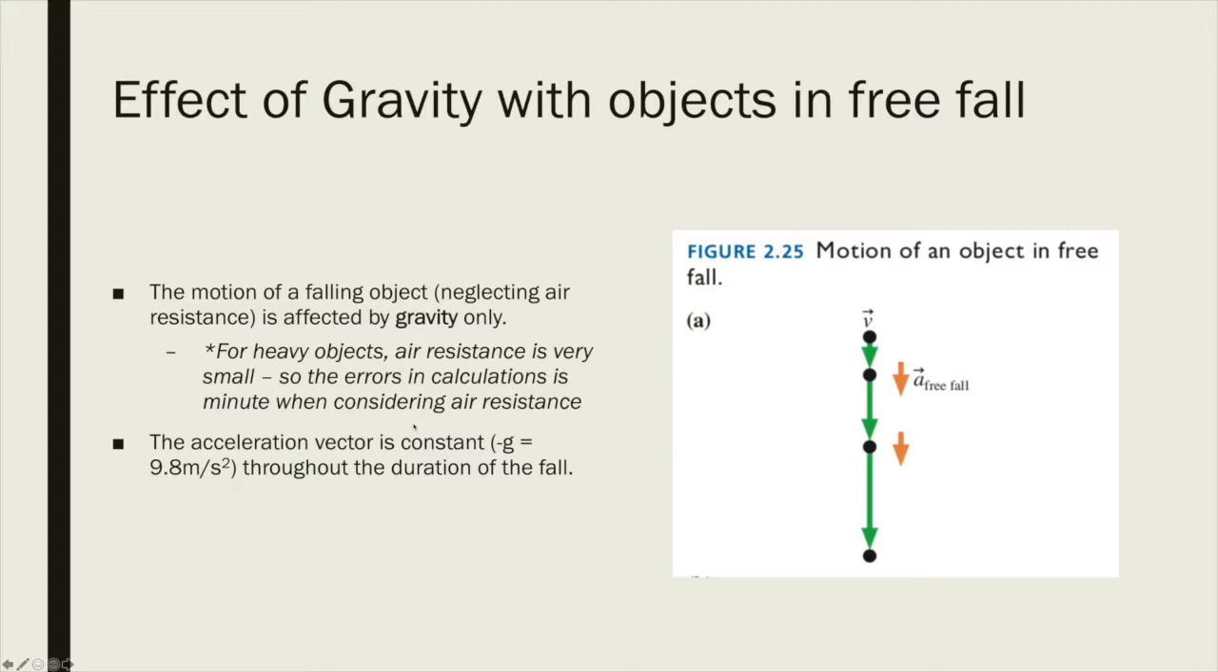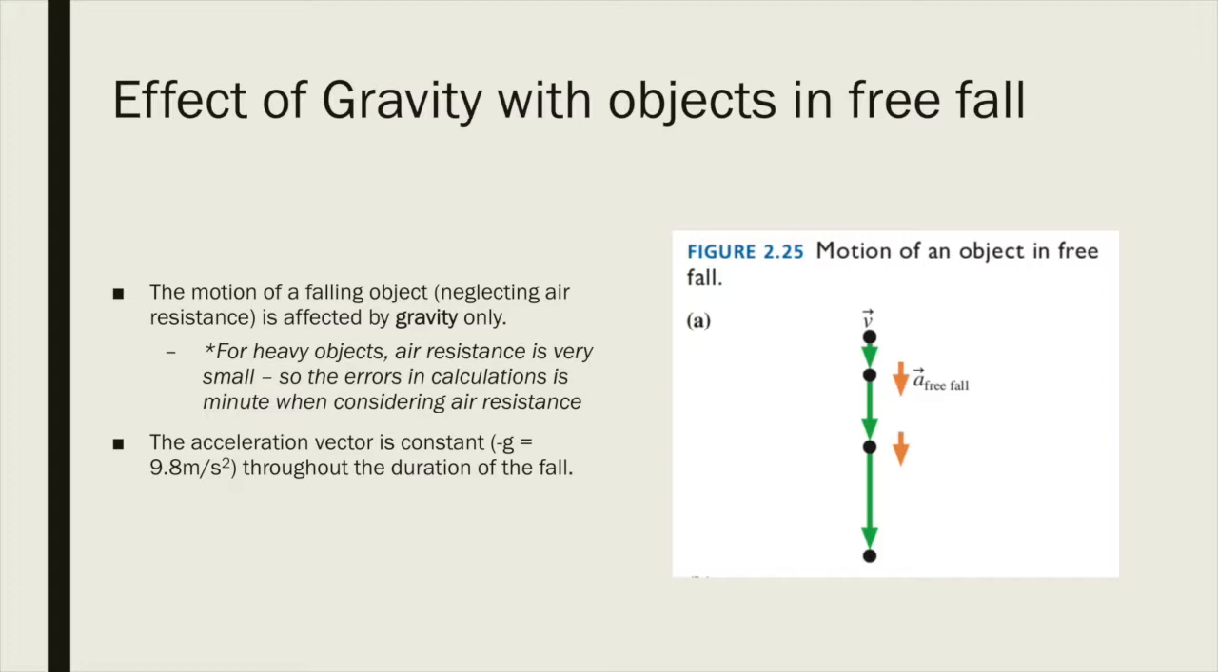Alright, so the video lab is going to talk about and analyze the effect of gravity with objects undergoing free fall. So a couple of notes here. The motion of a falling object neglecting air resistance is affected by only gravity, and I've shown an image of the motion of an object in free fall, where as the ball undergoes the displacement, the acceleration is constant.